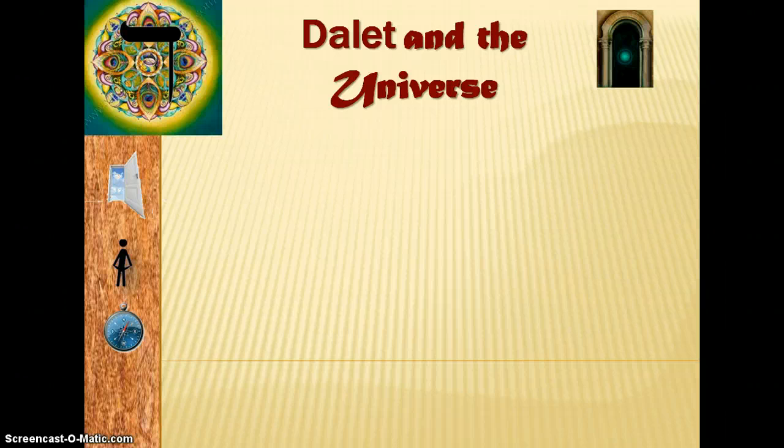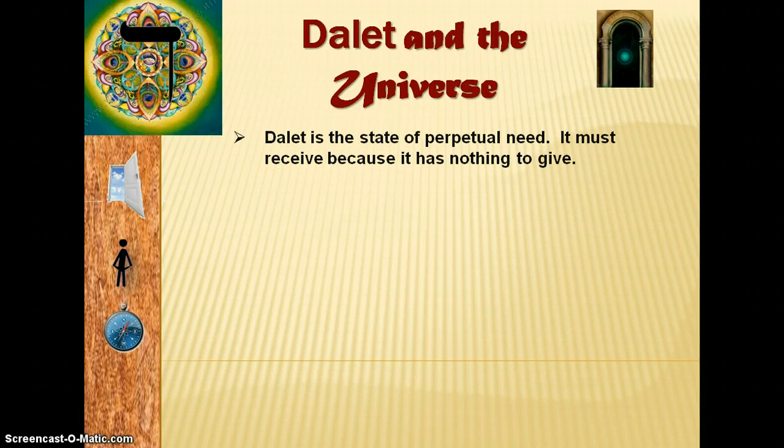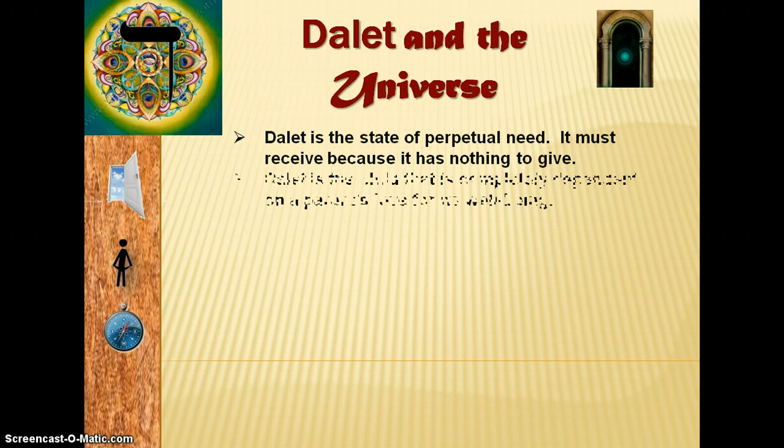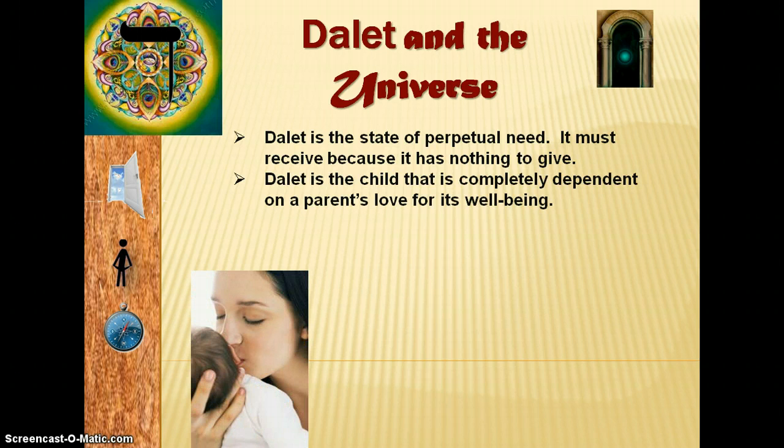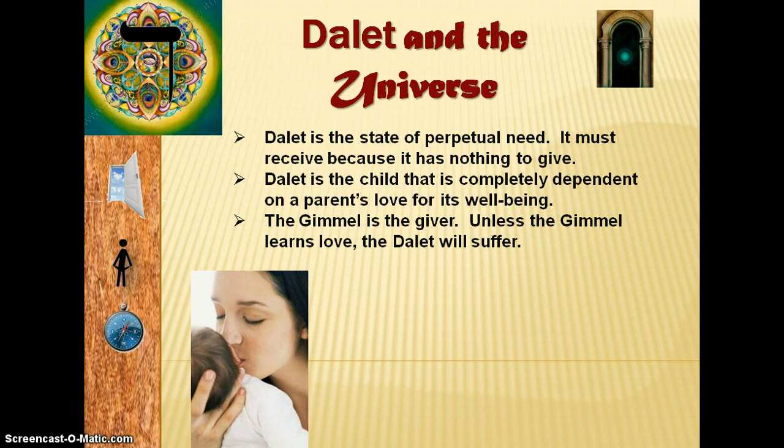But what about Dalet? What does Dalet mean in context with this universe? Well, Dalet is a state of being. It is the state of perpetual need. It must receive because it has nothing to give. It is impoverished. And it is dependent, like a child. Dalet is the state of childhood, or of being a baby, that is completely dependent on its parents' love for its well-being. And the whole idea behind Dalet is that unless Gimmel learns to love, the Dalet will suffer.